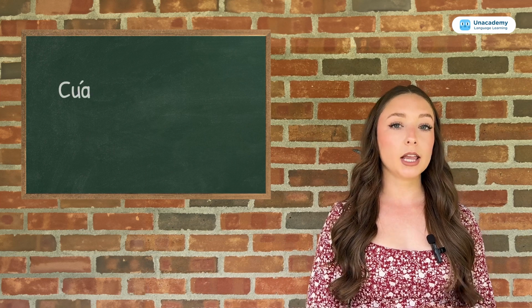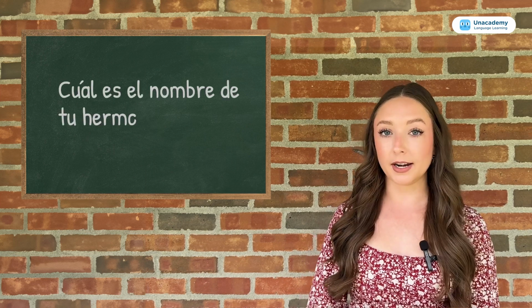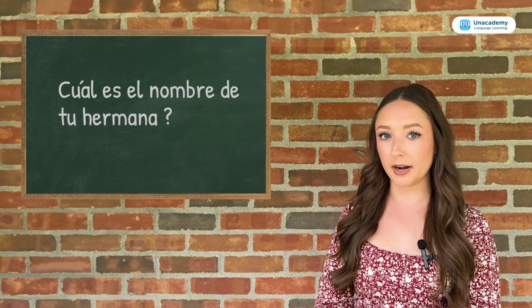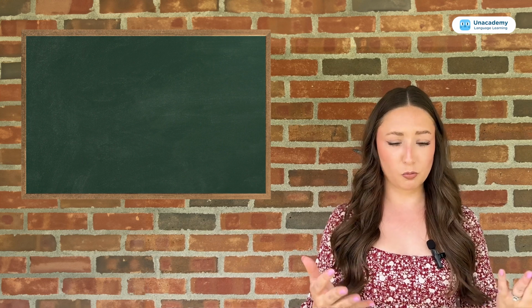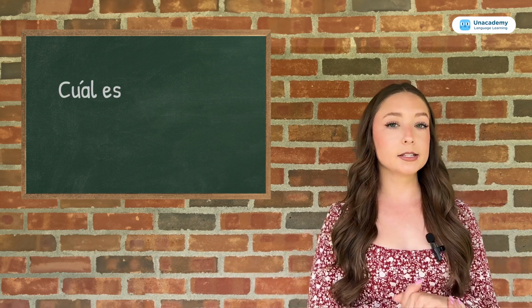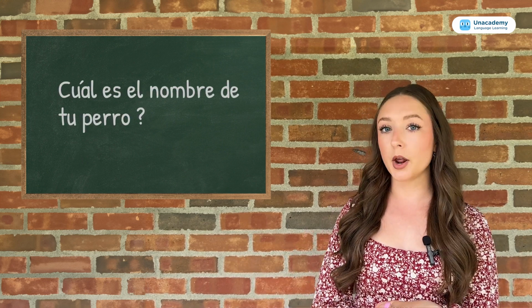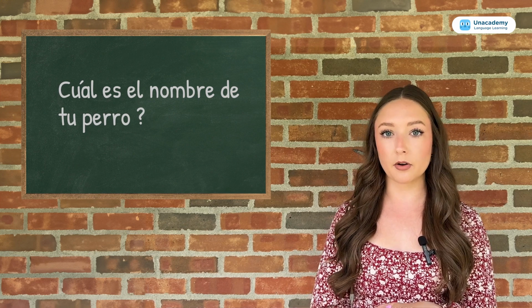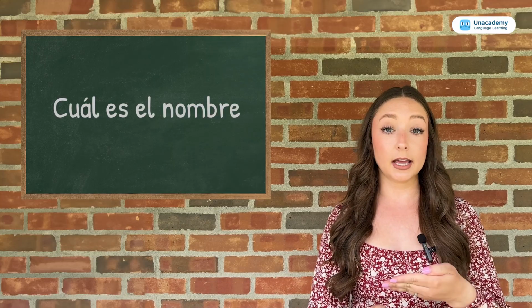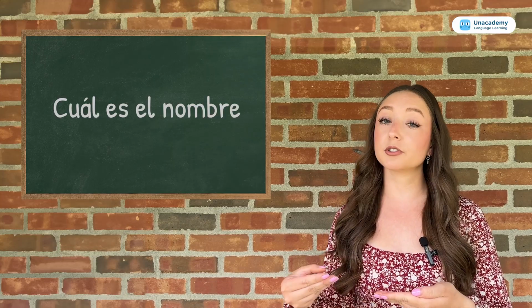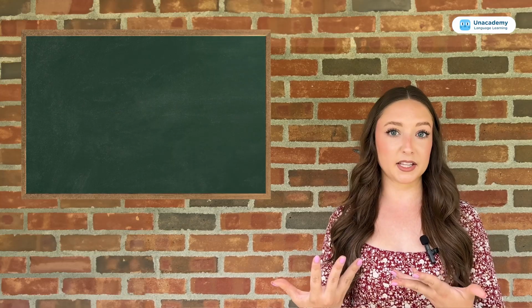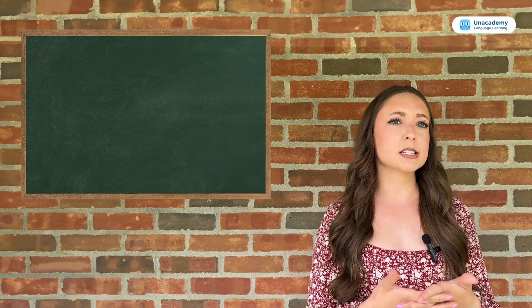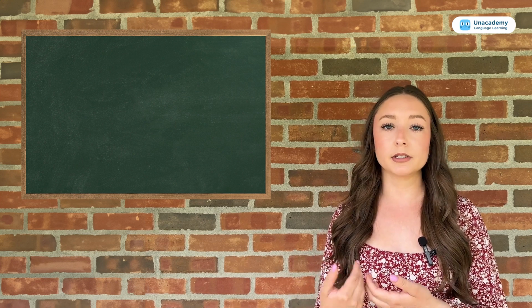If I want to say, what's your sister's name? ¿Cuál es el nombre de tu hermana? If you want to say, what's your dog's name? ¿Cuál es el nombre de tu perro? So if you're following with me, you're doing great. It really follows the same structure: ¿Cuál es el nombre? and the person you're trying to identify. And that's about it.